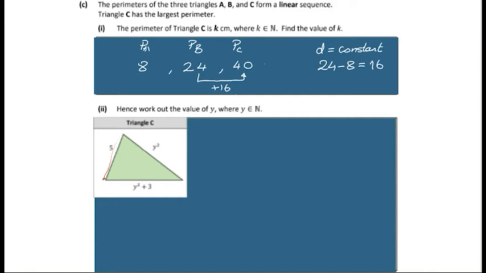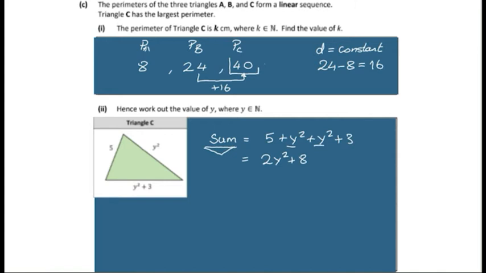So let's go down to part B, because we need to solve for y. So we have 5, y squared and y squared plus 3. So let's see how it works out. We're going to have to put all of this together. So we'll go the sum of the three sides, just like before with the perimeter in part B. So we have 5 plus y squared plus y squared plus 3. Check that, and everything looks fine. So that will give 2y squared for these two, and then 3 and 5 is an 8. So that sum now can be equated to the result up here.